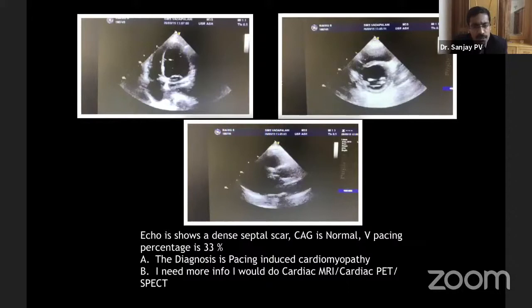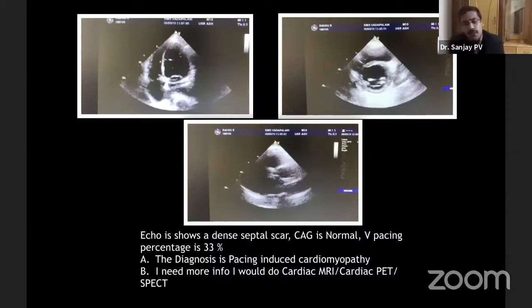I think once again, my question is, a patient with a normal echo 6 months back develops this echo with a septal scar, severe LV dysfunction. Her angiogram is normal, but she was put on a single chamber pacemaker. We all know that patients on single chamber pacemaker can develop pacing-induced cardiomyopathy. So is this that, number one? Or do you think you need more data? You want a cardiac MRI, cardiac PET or SPECT? So everyone wants cardiac MRI, cardiac PET or SPECT.